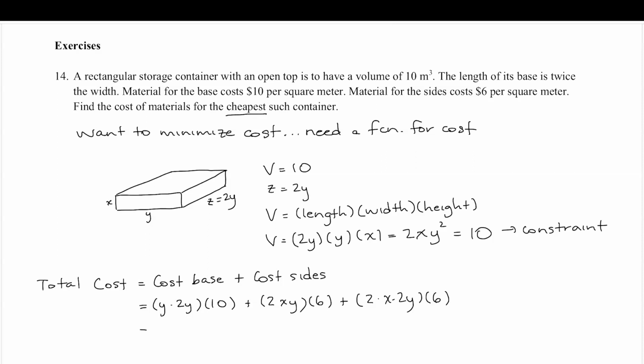So if I put all this together and do a little bit of simplifying, I have 20y squared plus 12xy plus 24xy. 2 times 2 times 6 is 24. And that is 20y squared plus 36xy. And that is the total cost. Now, the thing is that this is an equation with two variables, x and y.